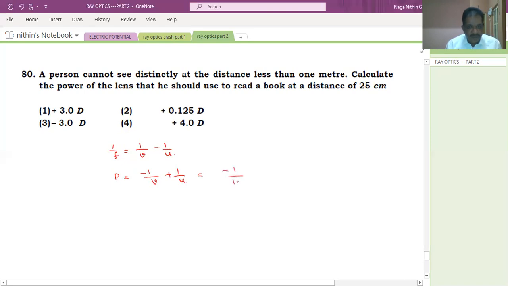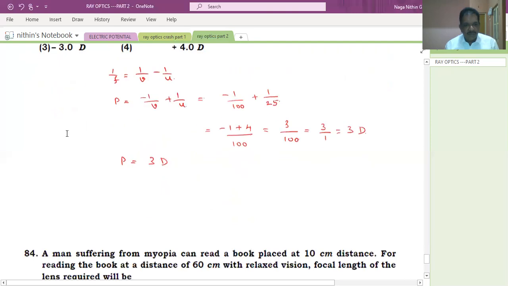Here the object is at 100 centimeter. We have to read that at 25 centimeter. So this value is minus 1 plus 4 by 100. This is 3 by 100. Now actually, if we take these values in centimeter, this will be in diopter. In meter, answer will be in diopter. So this will be 3 by 100, actually in meters 3 by 1. This will be 3 diopter. Answer will be for this 3 diopter.